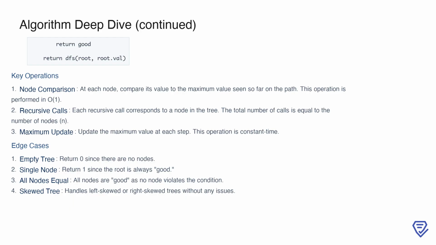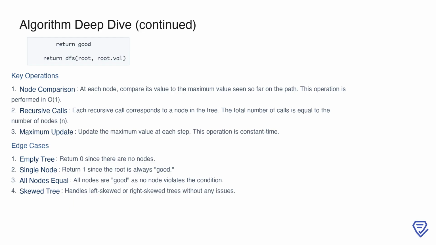Let's break down the key operations in this algorithm. First, at each node, we compare its value to the maximum value encountered so far on the path. This comparison is performed in constant time, O(1). Second, each recursive call corresponds to a node in the tree, and the total number of calls equals the total number of nodes, n. Finally, updating the maximum value at each step is also a constant time operation. With these operations combined, the algorithm efficiently traverses the entire tree.